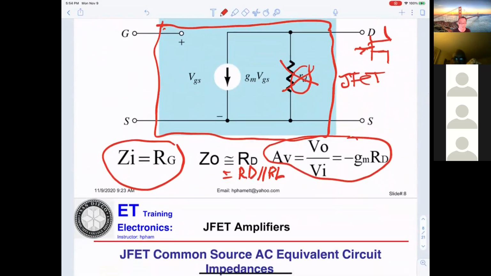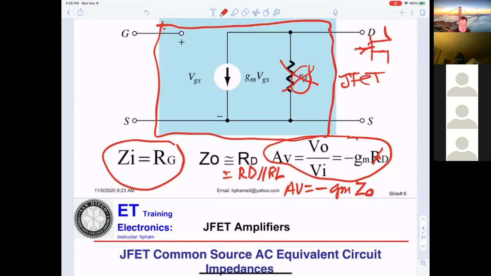And if you want to calculate the gain, this is the formula: minus Gm times R load, that means G out. So basically the formula will be AV equals minus Gm times G out. They're using RD in this formula; the thing is, they are supposed to have no load.